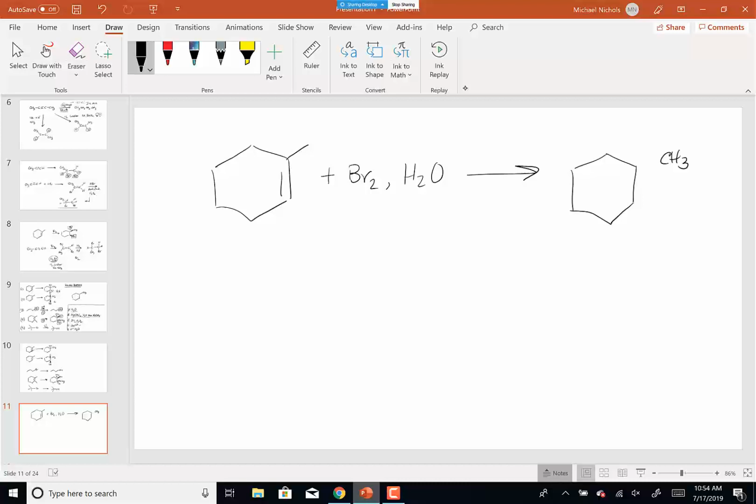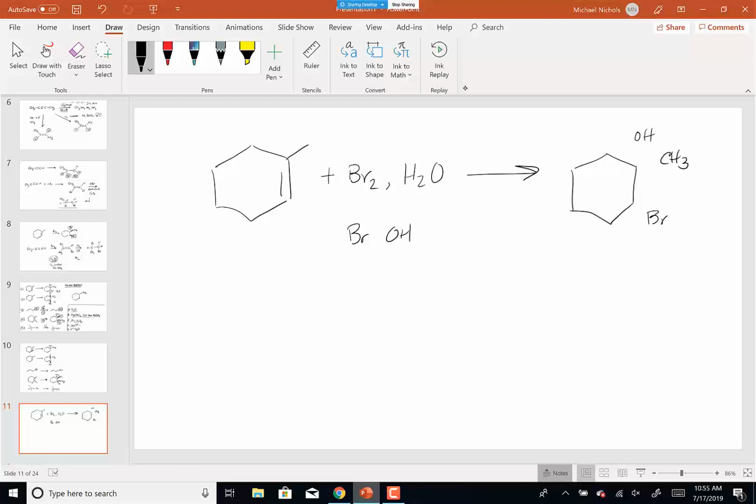So again, for this one, Br2, H2O, what am I adding to the double bond? From our chart yesterday, a Br and an OH. So I'm adding a Br and an OH. How am I adding those? Markovnikov or anti-Markovnikov? Markovnikov, so the Br is going to go on the top or bottom carbon? Bottom carbon, and then the OH is going to go on the top carbon.